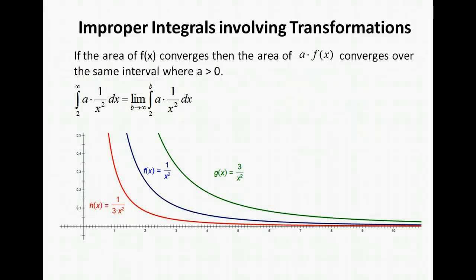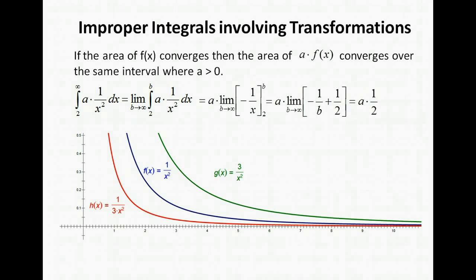So basically what happens is every time that you multiply a function by a constant, it's going to converge if the original function converged. It will diverge if the original function diverged. Let's look at this particular problem of 1 over x squared. We're multiplying it by a. Well, we can always factor out the a outside the limit. And that just means that we're going to end up with a times the original area. So whether you're multiplying by 1/3, shrinking the area, or multiplying by 3 to stretch the area, you're going to get a convergent function if the original function was convergent.